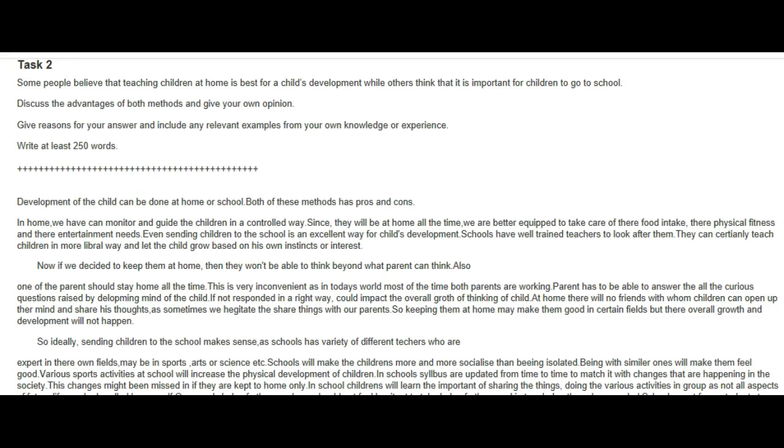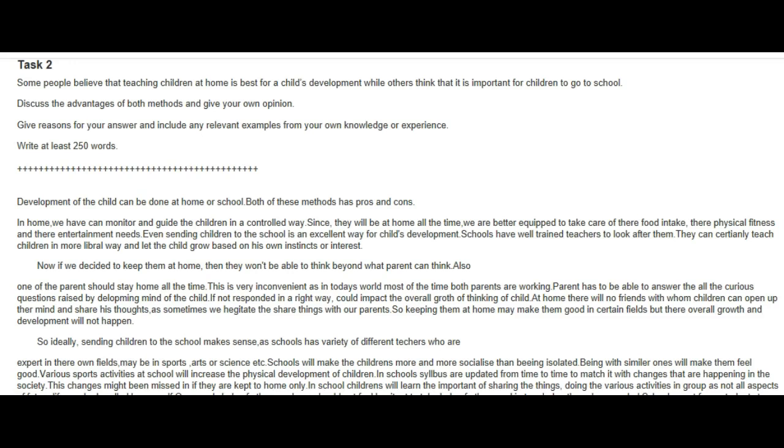Okay. Let's see. Development of the child can be done at home or school. Both of these methods has pros and cons. In home, we can monitor and guide the children in a controlled way. Since they will be at home all the time, we are better equipped to take care of their food intake, their physical fitness, and their entertainment needs.